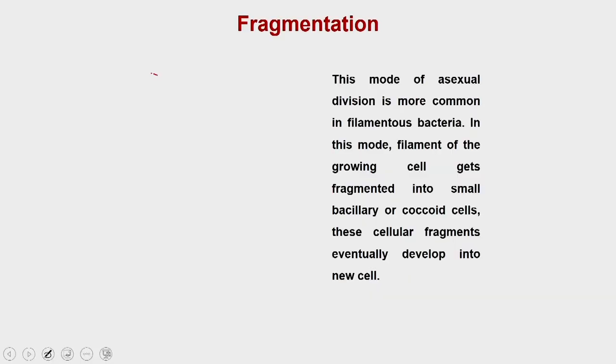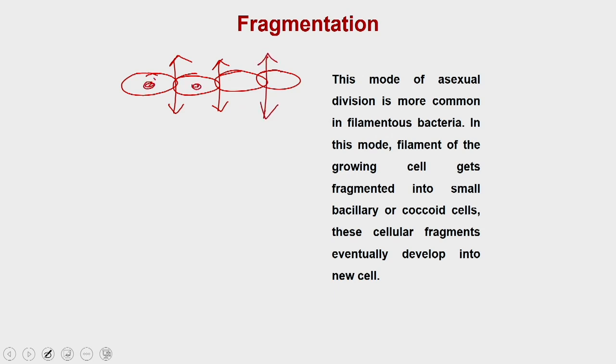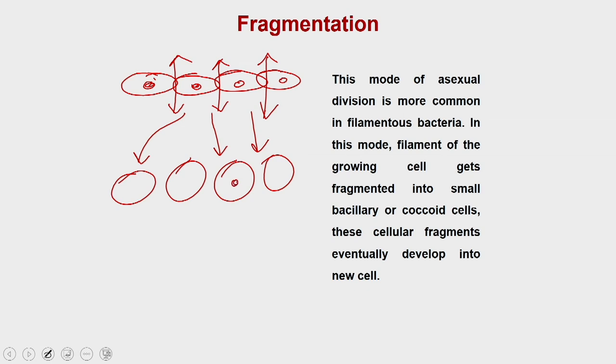So you can imagine that you have a bacteria which is growing like this in the form of a filament, and then this filament is going to be broken down at multiple places. Every filament has the nucleus in the center, and all these are going to form the individual bodies. All these fragments are going to grow and give the individual cells. Again, these cells will grow in the form of filaments, and they will give the new bacteria.